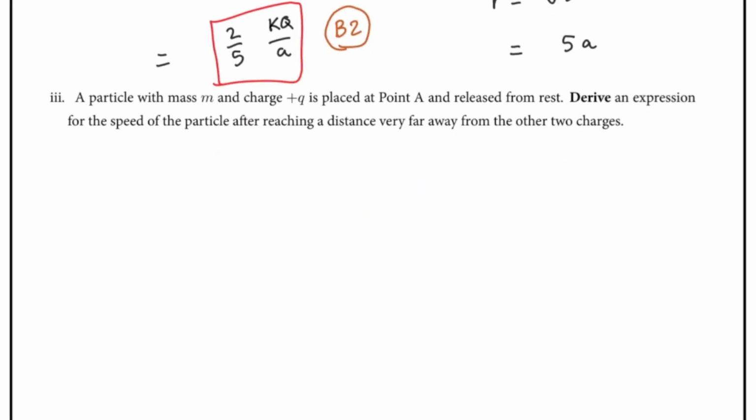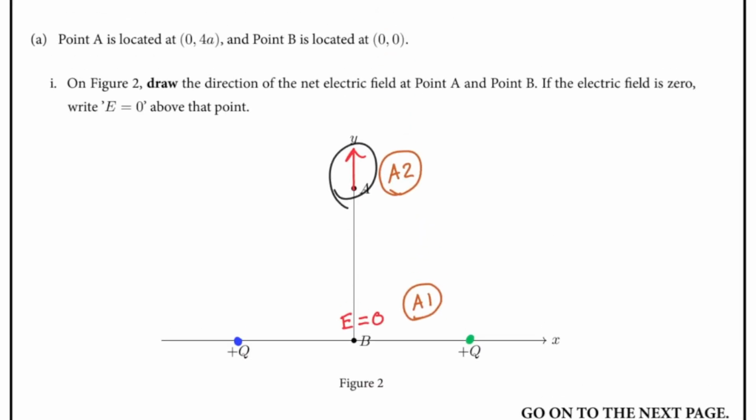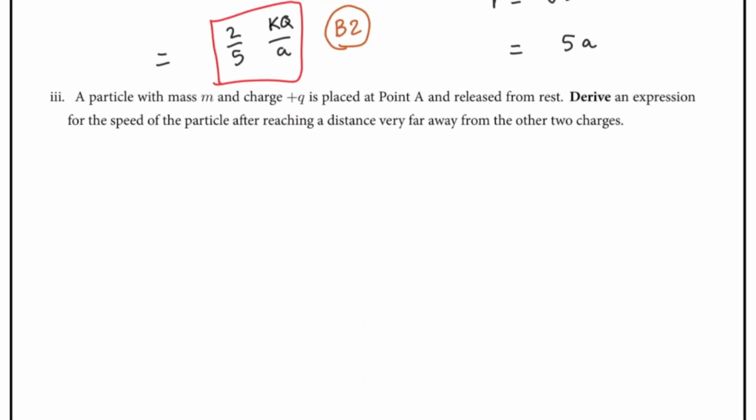A particle with mass m and charge plus little q is placed at point A and released. We want the speed of that particle very, very far away. Notice if I place a particle at point A, it is going to get flung out to infinity along the y-axis. And anytime we want speed in E and M, this is an energy question. So we can say that delta K is minus delta U, which is minus q delta V. This is one approach. I'll show a K plus U approach later.